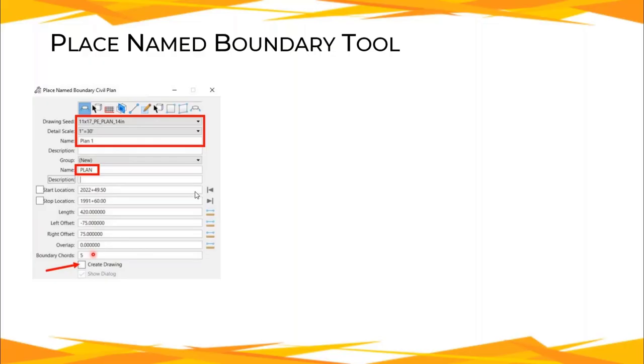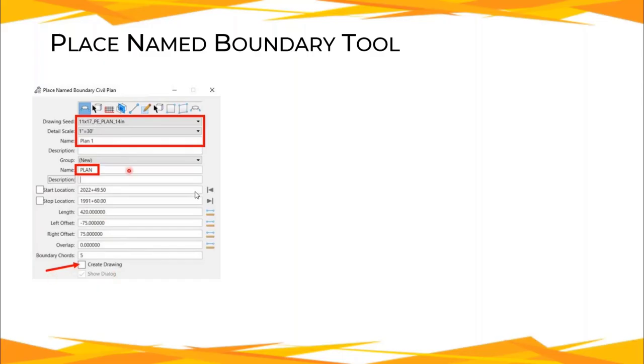Boundary chords. So you can control the number of chords that make up the actual polygon element that is your boundary. If you're just doing a straight bridge, 1 would be fine. If you're doing a curve with a really tight radius, then you're going to want a lot more chords to be able to chord around that curve and get a better depiction of the plan view that you're trying to create.